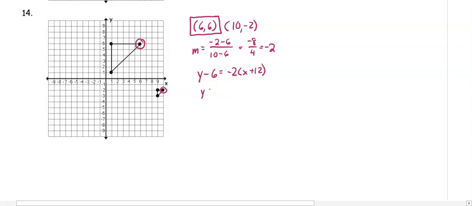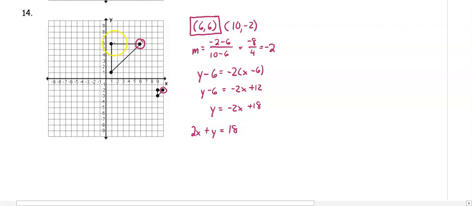I'm going to distribute, so y minus 6, this should be minus 6. So when we distribute, y minus 6 equals negative 2x plus 12. When I add 6 to both sides, we have 18. So I'm going to move the 2x to the other side. So we have 2x plus y equals 18.